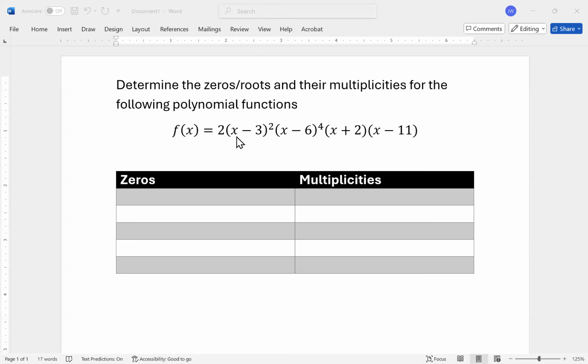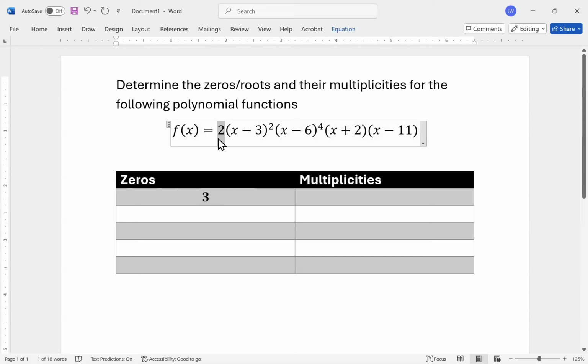All right, so here we go. We're going to find zeros and multiplicities. Notice that if I plug in a 3 into x minus 3, I get a 0. So one of the zeros is the number 3. By the way, this 2, this coefficient, doesn't ever become 0, so I can kind of ignore that when finding the zeros.